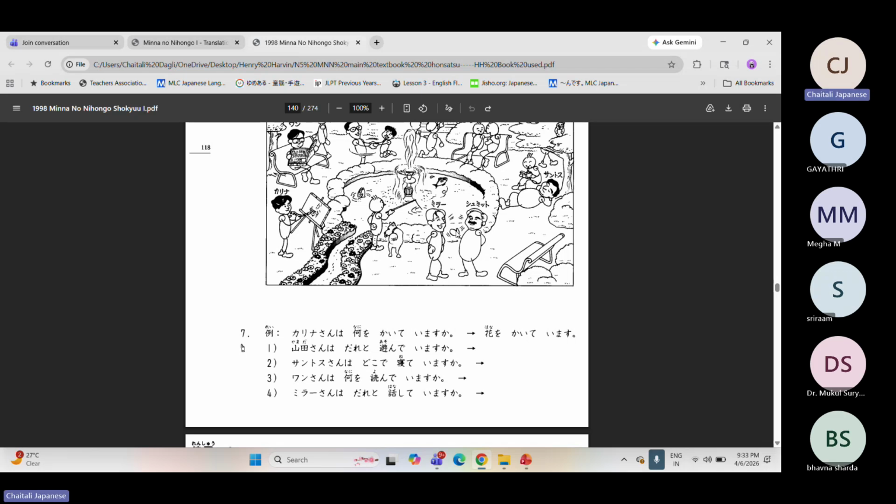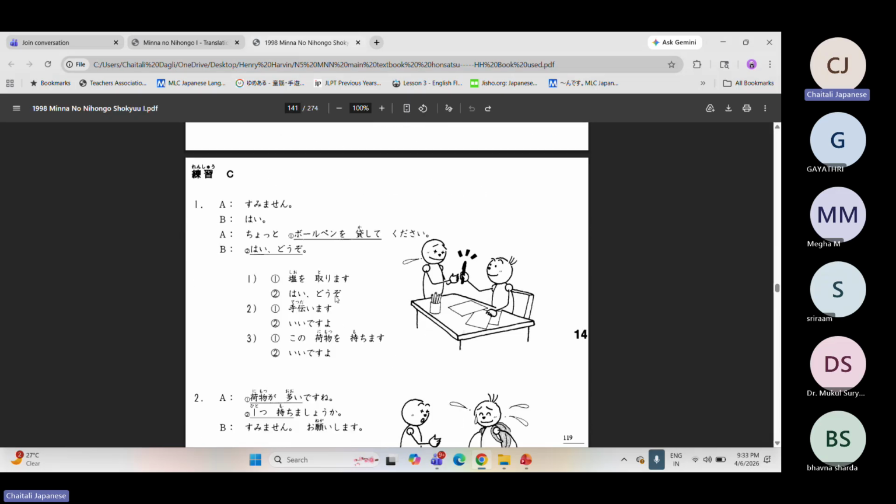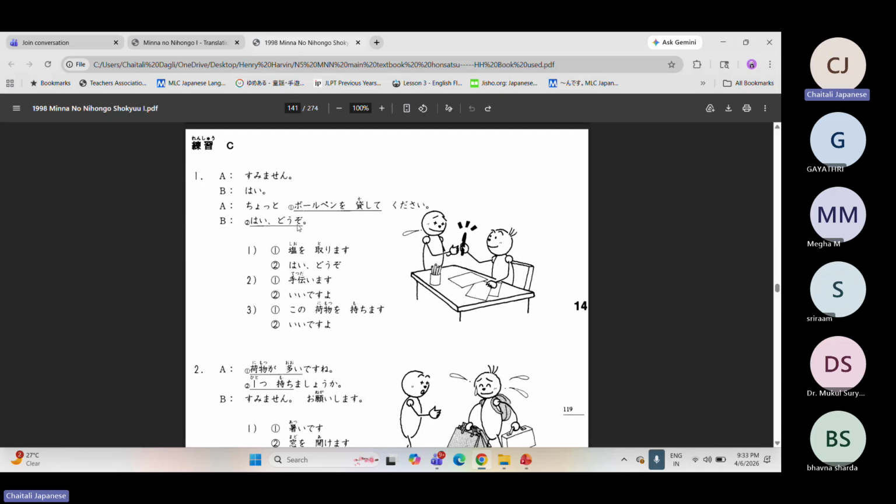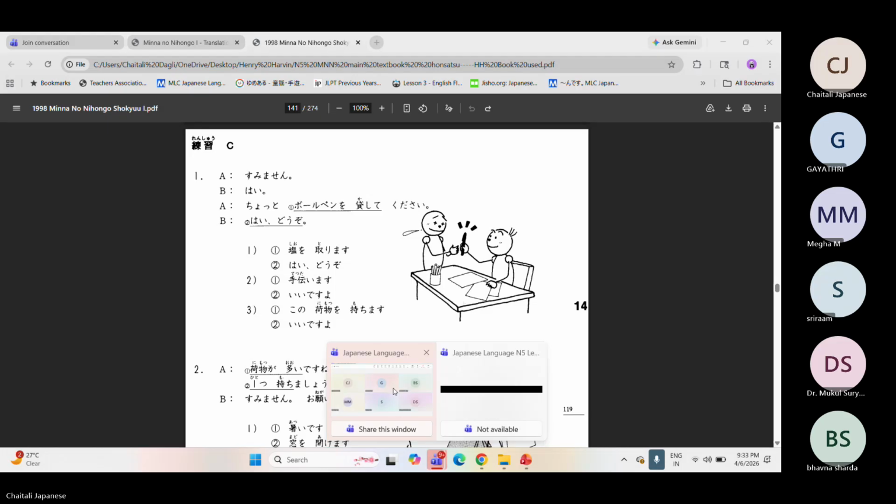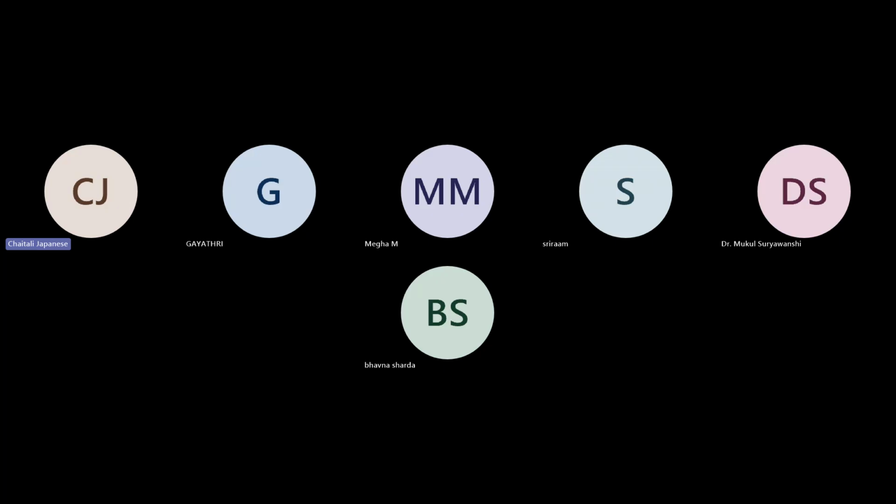Okay, next page. Renshu C will be homework. Here you are supposed to change this masu form into te form. So make sure that you are solving. If you have any doubts, please do let me know, okay?